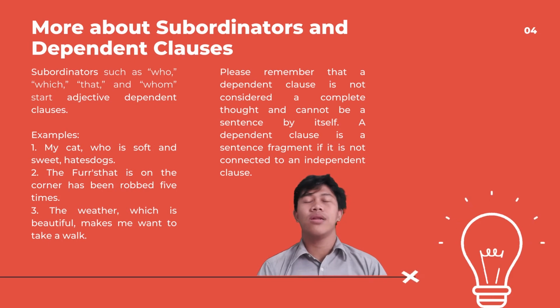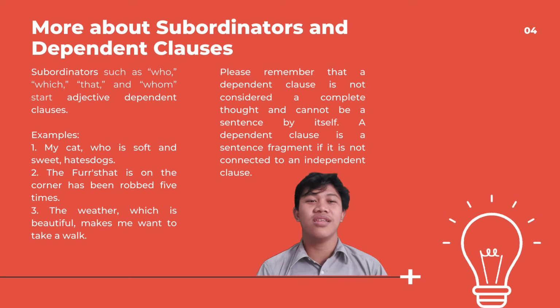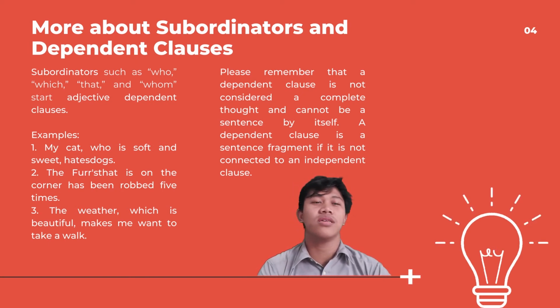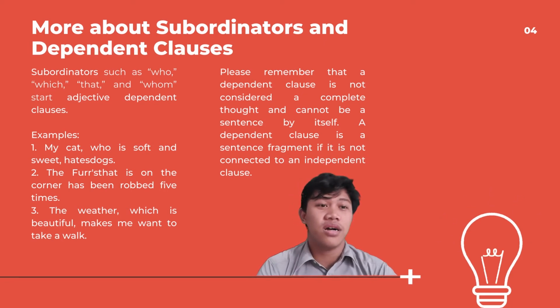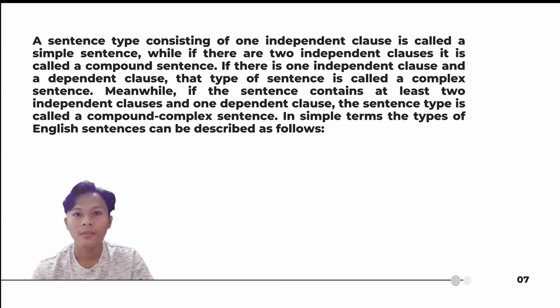Please remember that a dependent clause is not considered a complete thought and cannot be a sentence by itself. A dependent clause is a sentence fragment if it is not connected to an independent clause.